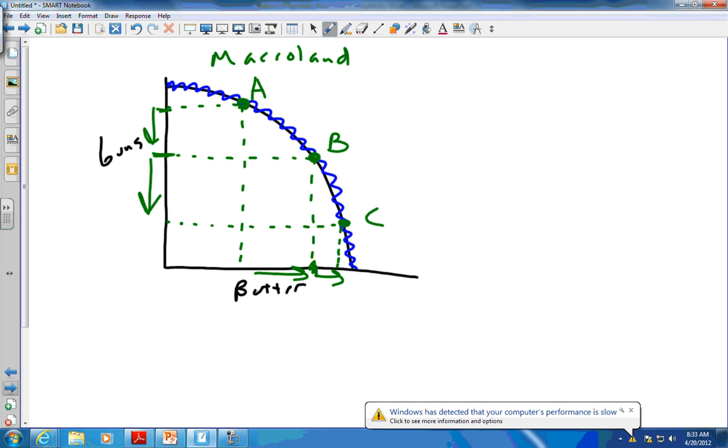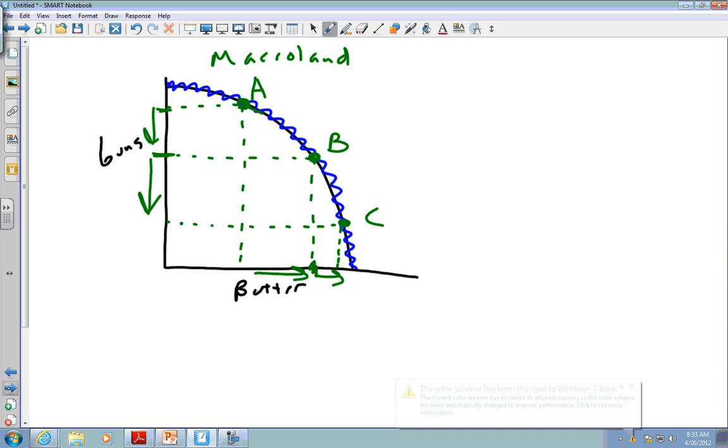So if they tell you on the AP exam, macro land produces two goods, now as a result of a change in consumer sentiment, they decide to produce more civilian goods and less military goods, what they're really just asking you to do is to draw this going to the right and indicate that you are moving along the curve to the right.